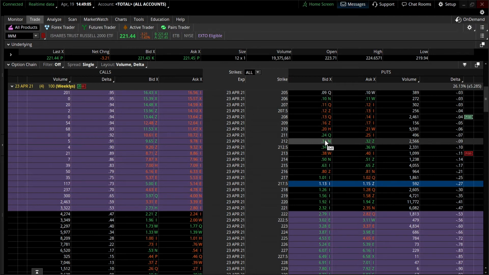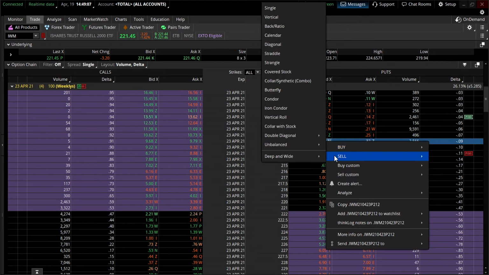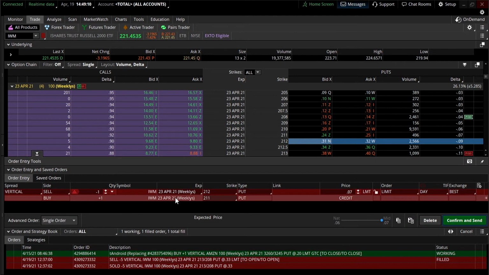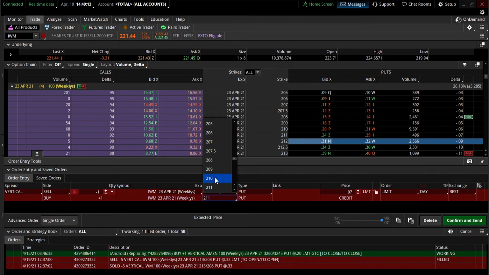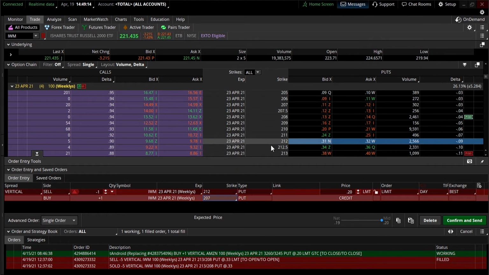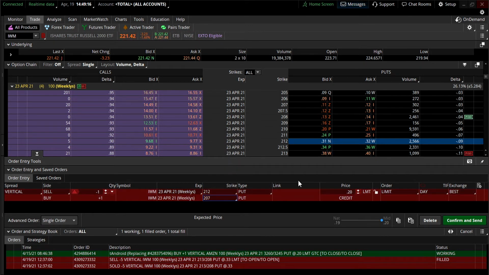So I'll take it. I'll sell the 212 and I'm going to sell a vertical, but mine's 5 wide. So I'm going to buy the 207 and I immediately just jump it down to 5, and there it is, 20 cents. I'm going to collect 20 cents for that $5 wide spread, right?